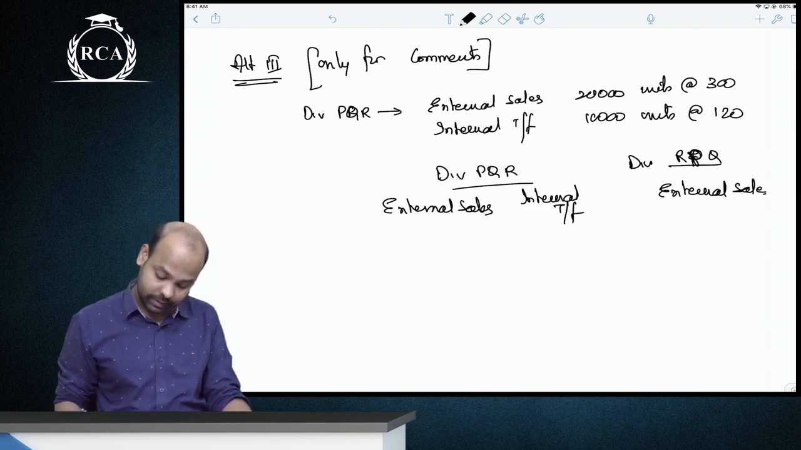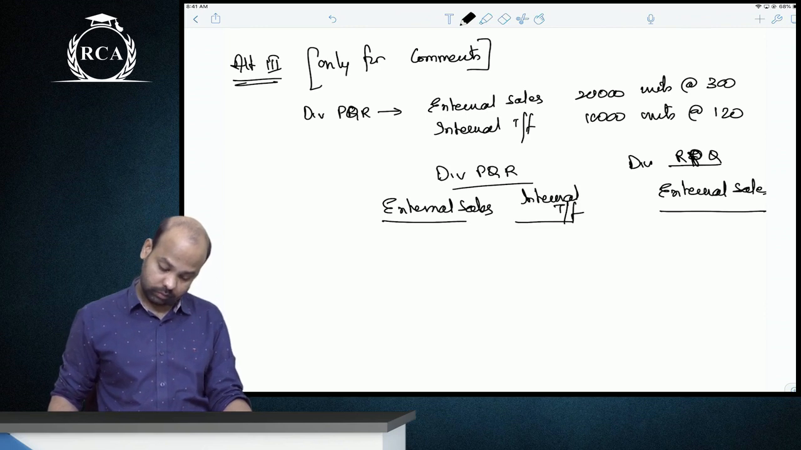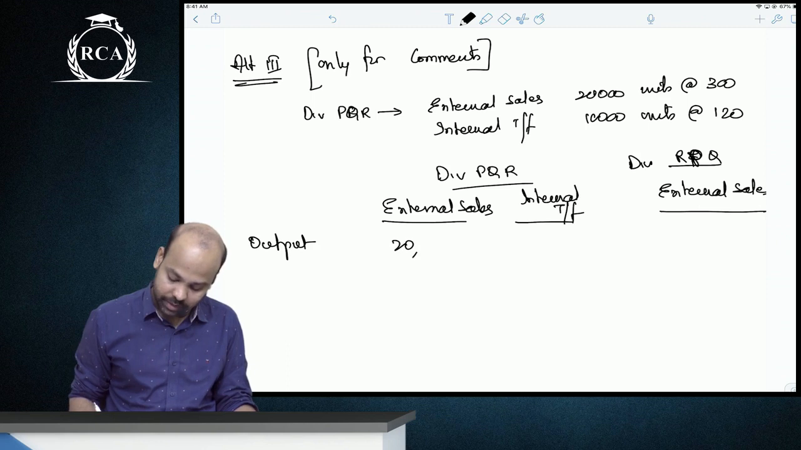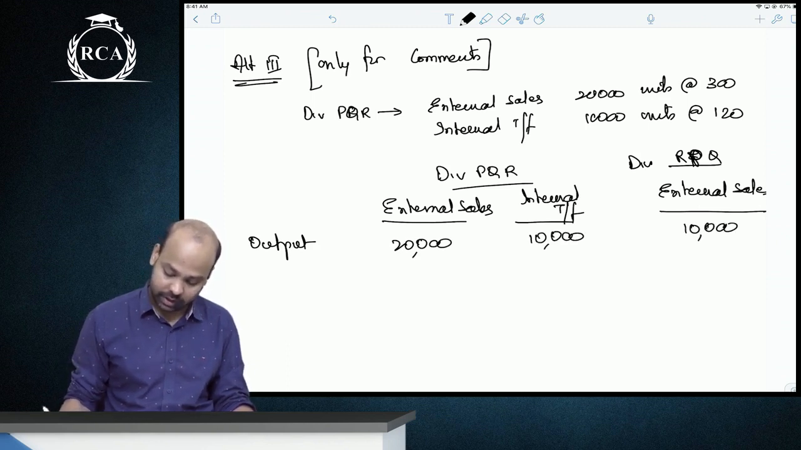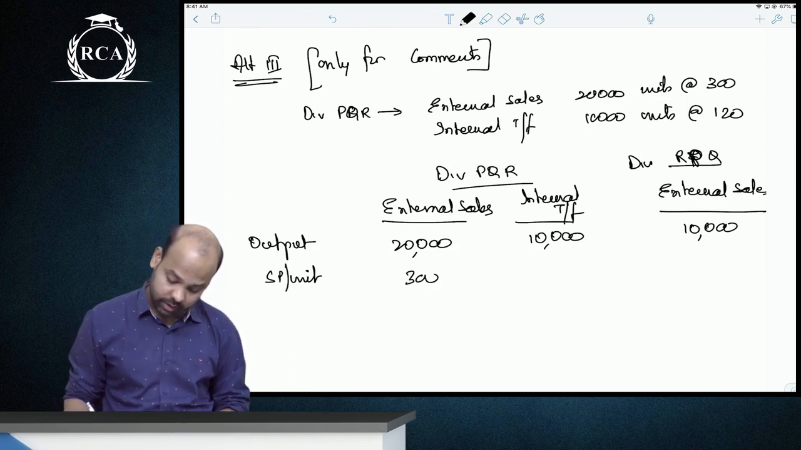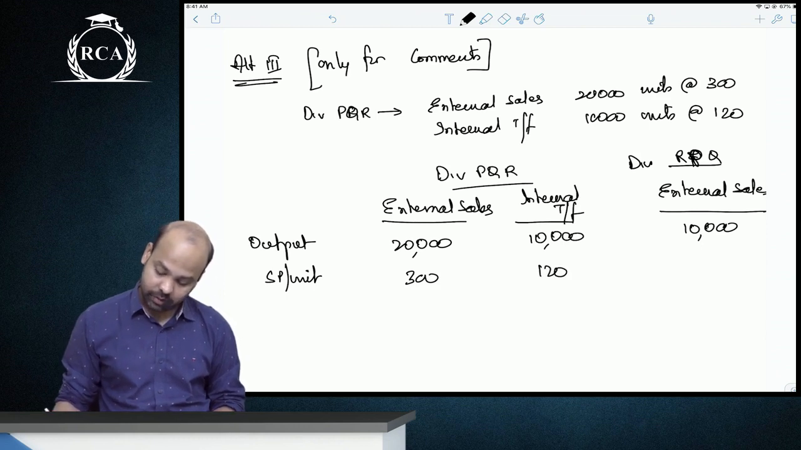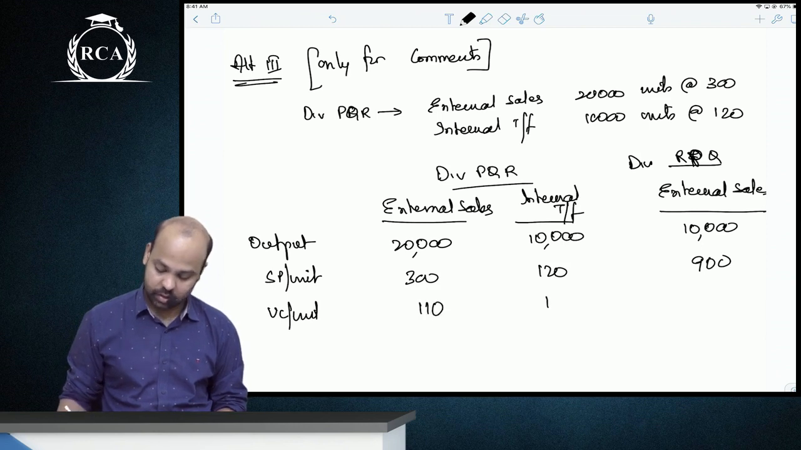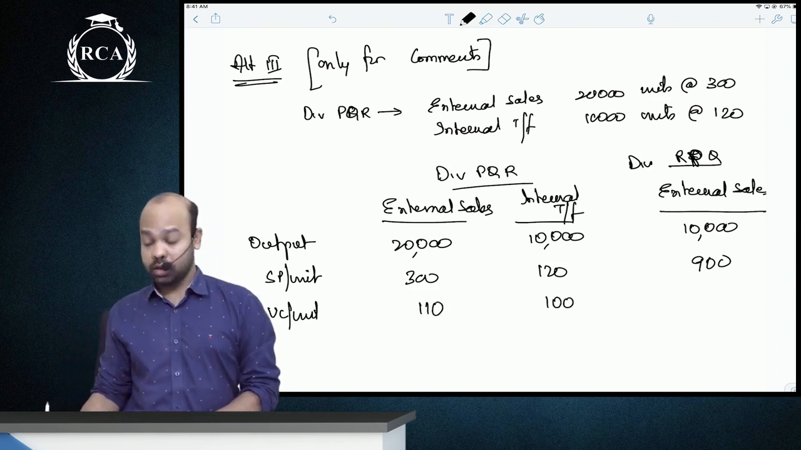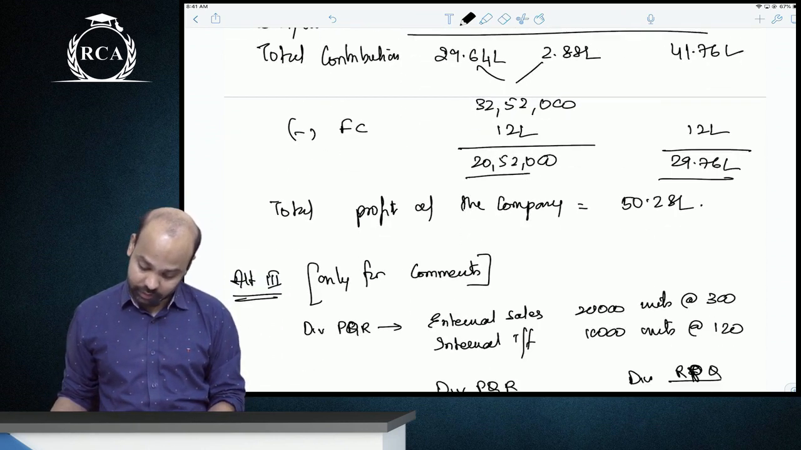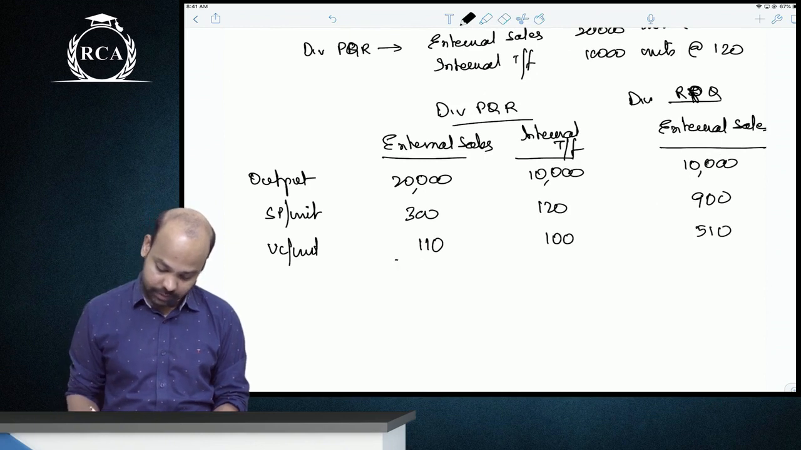External sales, guys. Output here beta is 20,000 units. Internal transfers 10,000 units. Here, guys, external sales are 10,000. My selling price per unit as such, guys, is 300. 120. This is 900. Variable cost per unit beta is 110. 100 rupees as such, guys, for internal transfers. Yes or no? And here beta, if you're transferring at 120, guys, this is 510.